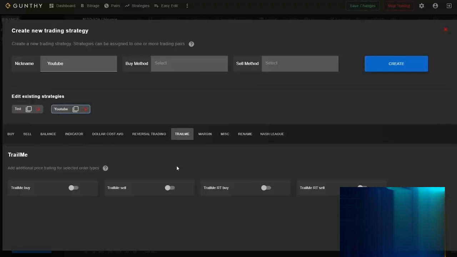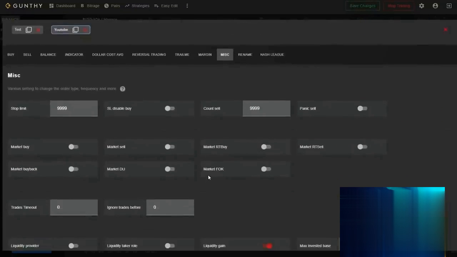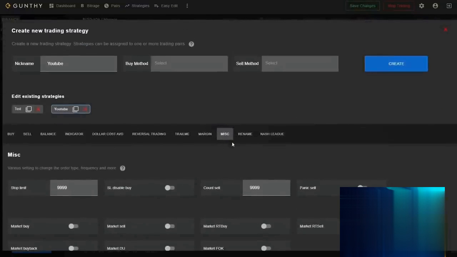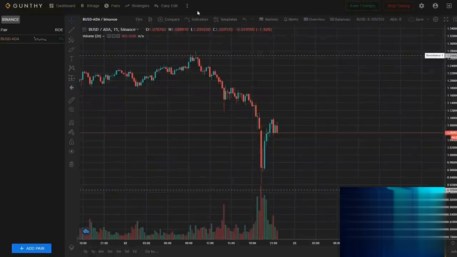So that's a certain option that you can use with Trail Me in combination with everything that I've mentioned before, with the buy indicator, with the sell indicator, and all of those extra settings. We also have margin trading now on Gunbot, so there are a lot of exchanges that now support margin trading, and miscellaneous features which you can look over in the Gunbot wiki, and then that's pretty much it for the strategy options.